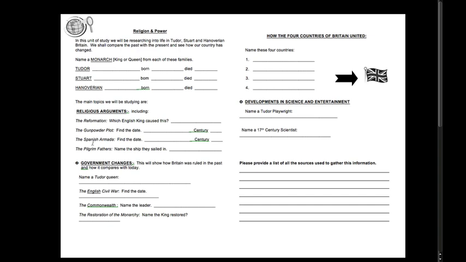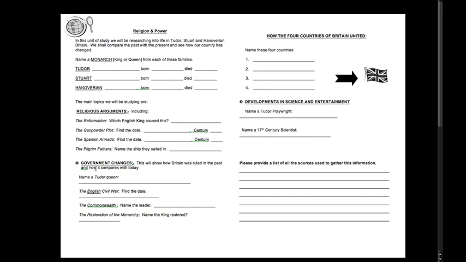The Spanish Armada, like the Gunpowder Plot, was a religiously motivated event. I would like to know again the date and the century. And finally, to link our studies of how religious change is even linked back to Plymouth and our local history, I would like to know the name of the ship that the Pilgrim Fathers left Plymouth from to sail to the New World.